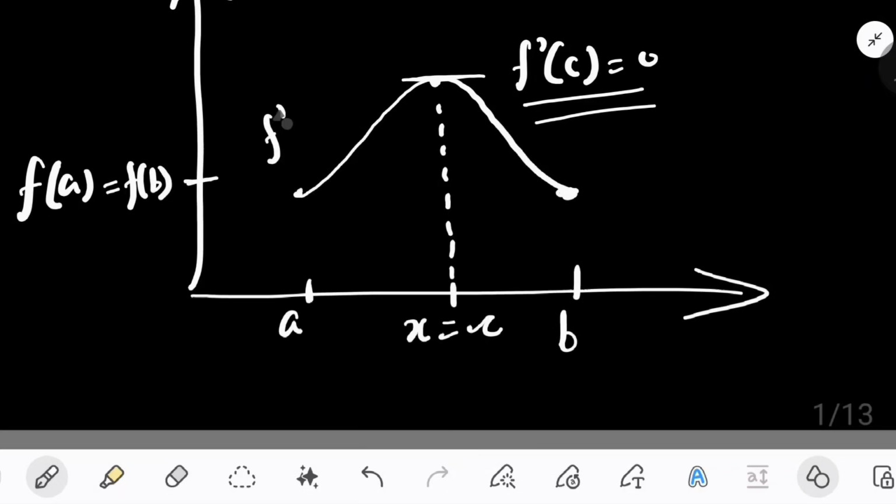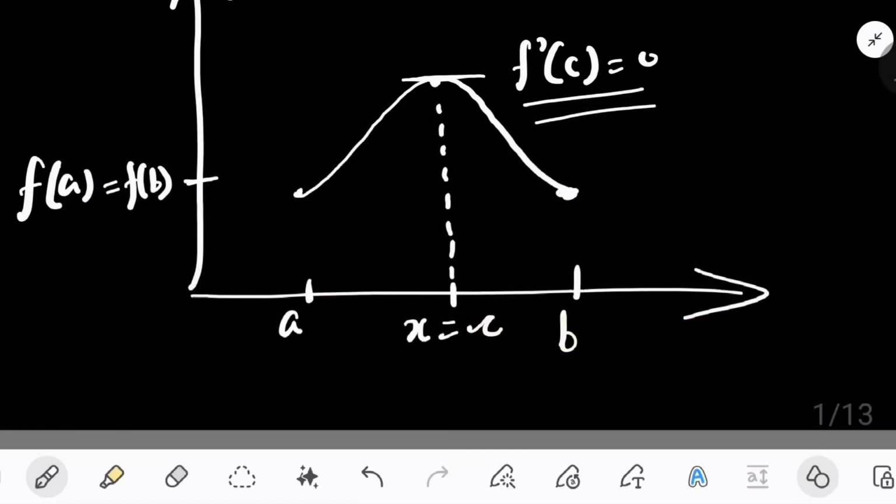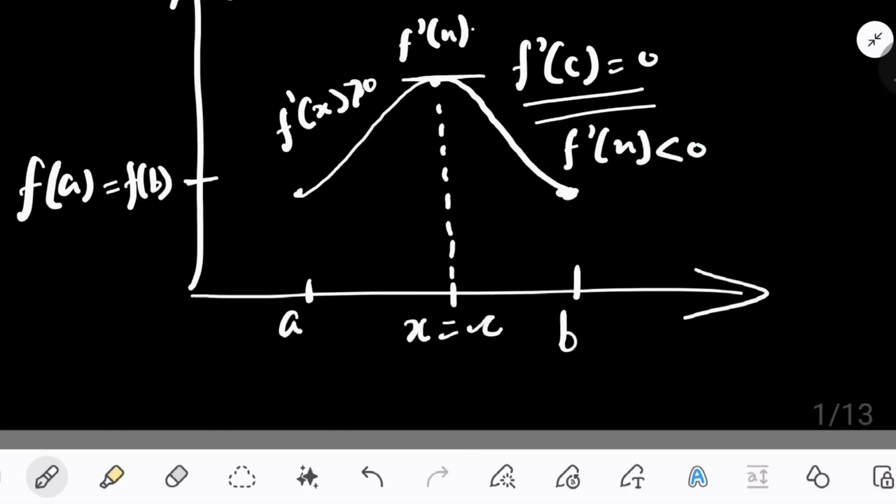Over here f dash at x is greater than 0. Here f dash at x is less than 0. So here f dash at x is equal to 0 at this point. And here the point is c, right? I hope you are understanding it.